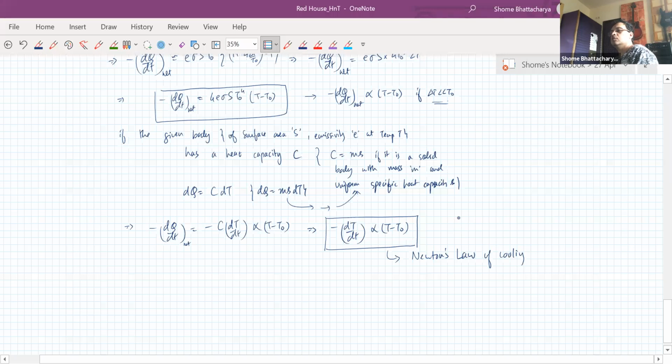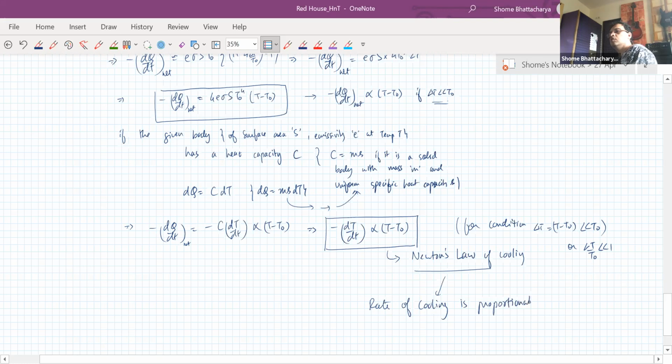Provided, of course, for the condition that delta T, which is the temperature difference, should be very small compared to the temperature of the surrounding. Or basically from that you can say delta T by T naught should be very small compared to 1. So provided that condition is satisfied, Newton's law of cooling says that the rate of cooling, that is the traditional statement, is proportionate to, what we mean by proportionate is directly proportionate, the temperature difference with respect to the surrounding.